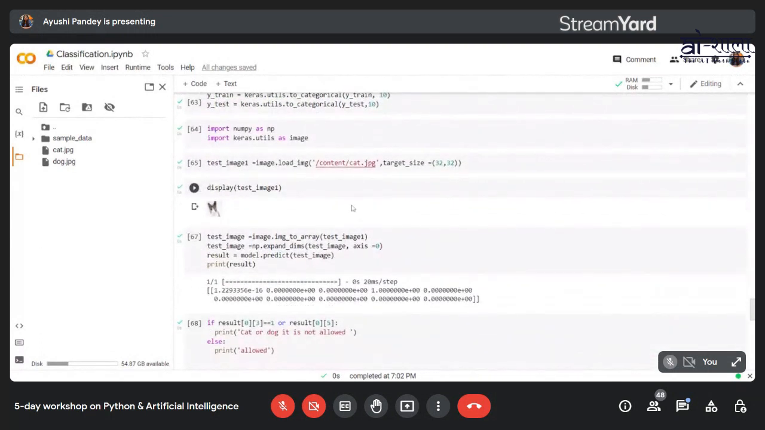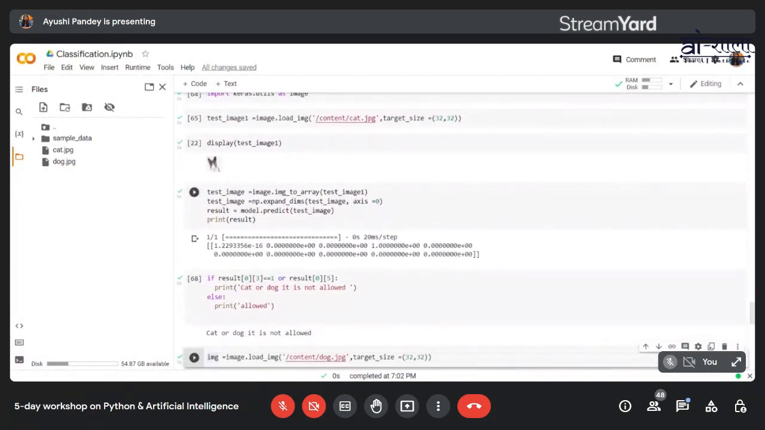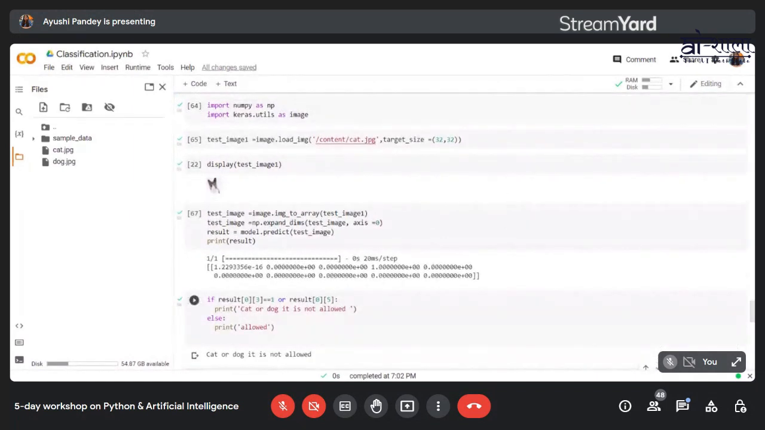My problem statement was that if there is a cat or a dog, the robot should notify, because it's a no pet policy. I've loaded only one image. I have predicted using model.predict, and then I've printed the result. So this is the result.